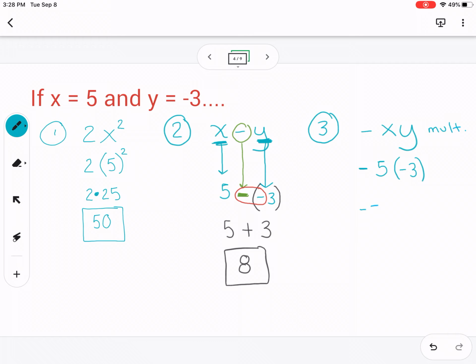So here's a mistake. Don't copy it. This would be incorrect. This is a subtraction problem. Okay, we knew at the beginning it was a multiplication problem, so we want to make sure it stays as multiplication. And then multiply this, you get positive 15.